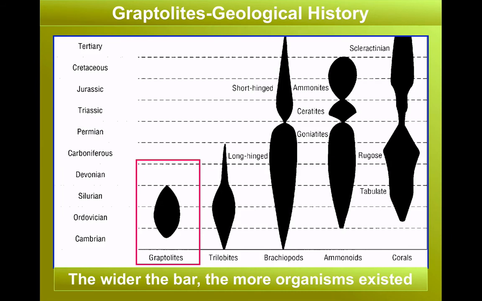Now, graptolites, as we can see from this diversity diagram, really reach their peak in the Ordovician and early Silurian. They were incredibly common at that time. And combined with the rapid evolution of these identifiable features, they can make tremendous zone fossils for these two periods of geological time.